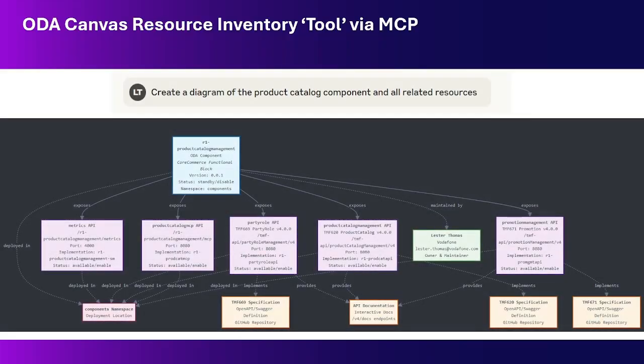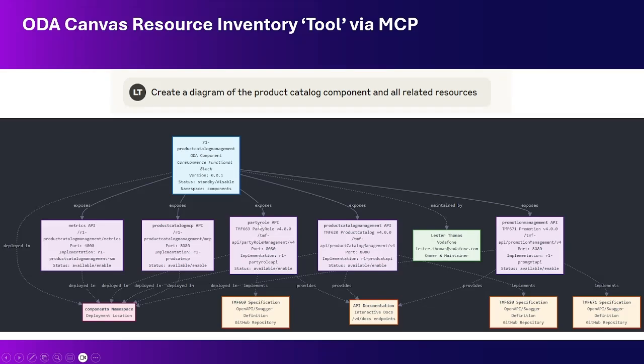And finally, because these agents can actually also create diagrams, I've asked it to create a diagram of the product catalog component and all related resources. And you see it's done a really nice job of showing this is the product catalog management component, and it's exposing all these underlying APIs.